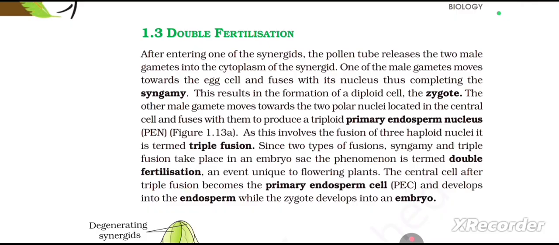Since two types of fusions, syngamy and triple fusion, take place in an embryo sac, the phenomenon is termed double fertilization, an event unique to flowering plants. The central cell after triple fusion becomes the primary endosperm cell, that is PEC, and develops into the endosperm while the zygote develops into an embryo.